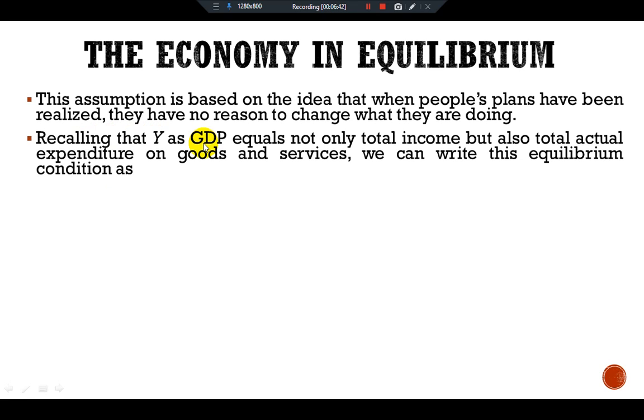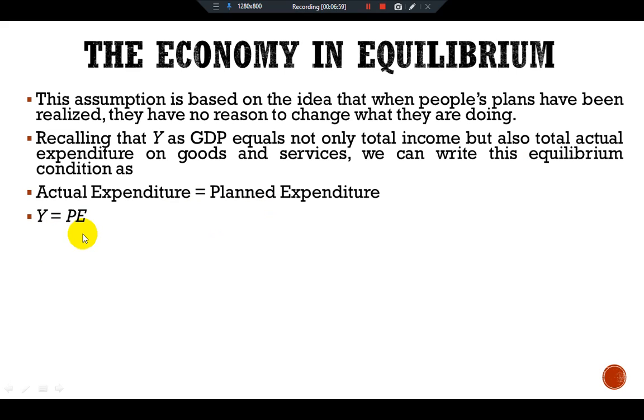Recalling that Y as GDP equals not only total income but also total actual expenditure on goods and services, we can write this equilibrium condition as actual expenditure equal to planned expenditure. We have Y equal to PE. Now we have one of the main questions: how does the economy get to equilibrium?